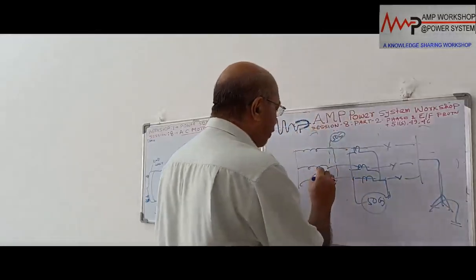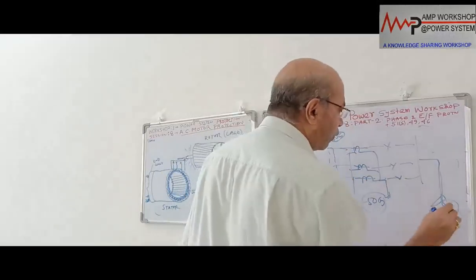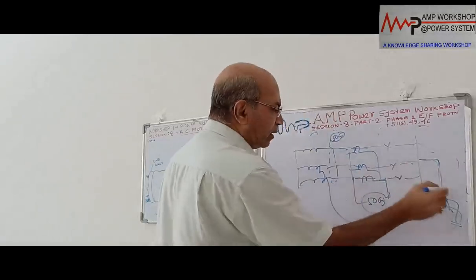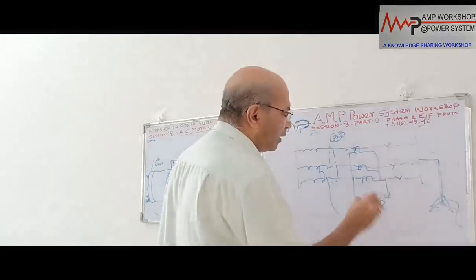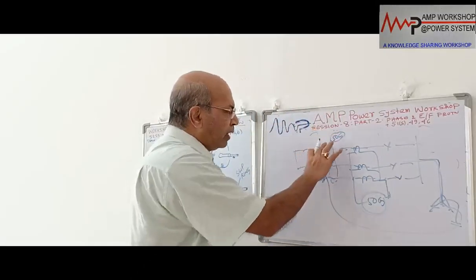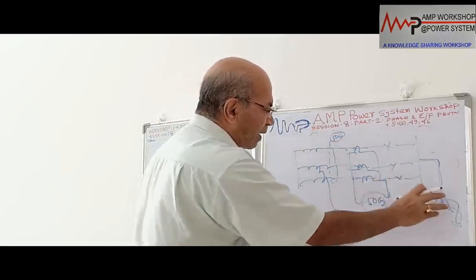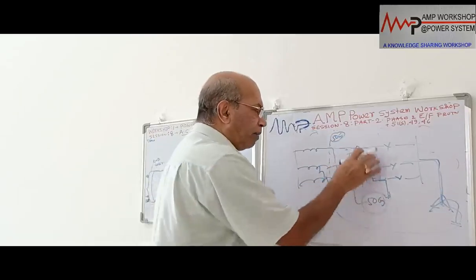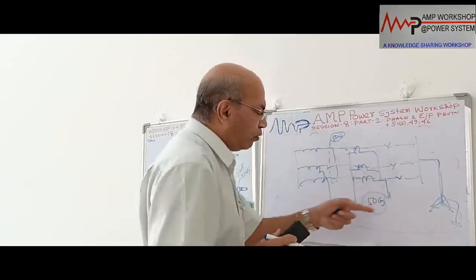If there is an earth fault anywhere here, the earth fault current will immediately flow through this, and due to the high resistance, the earth fault current will be very high, and the 50G relay will operate immediately. Okay, so this is an alternative way. If this donut CT cannot be provided and the system has earth fault capacity, then we provide the 50G relay in this way.